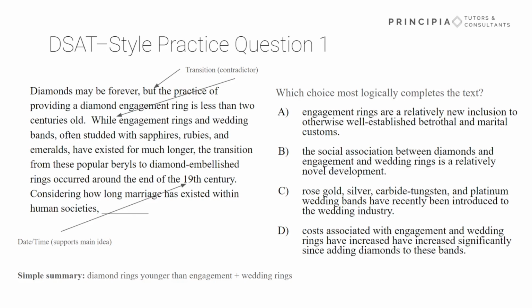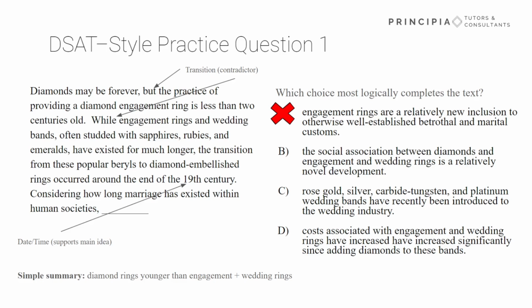And so looking at A, it's not that engagement rings are the new inclusion, it's that diamonds are the new inclusion to engagement rings. So A is an incorrect relationship association, so we can eliminate it. If we look at B, social association, diamond, engagement, wedding rings, relatively novel, knowing that novel means newer, we can keep B.